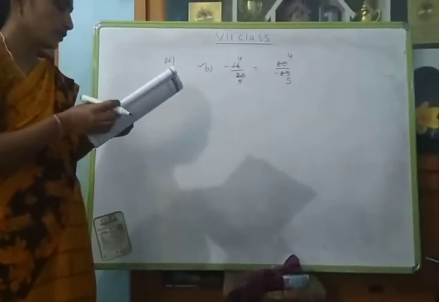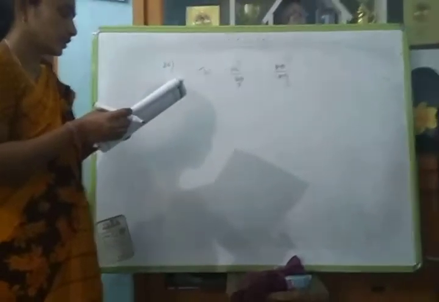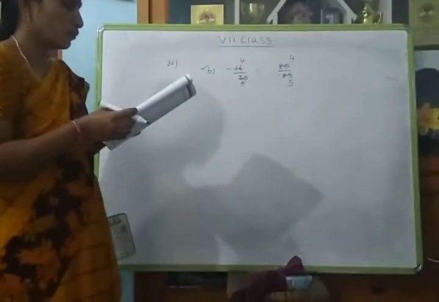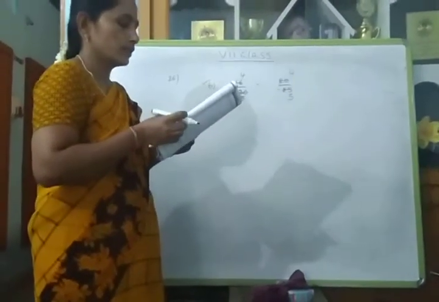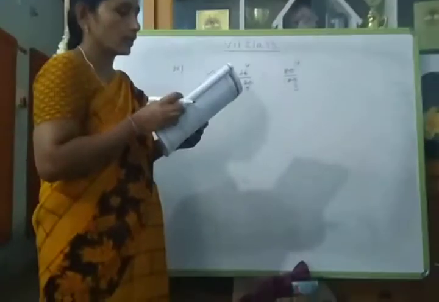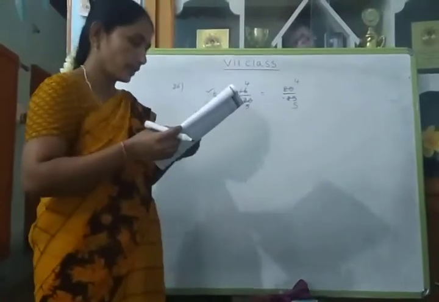Next, is there any other? 9 by 12 is equal to 8 by 12. The 3 table: 3 3s are 9, 3 4s are 12. Here 4 2s are 8, 4 3s are 12, not equal. This C also not equal. D also not equal. So only option B is correct.